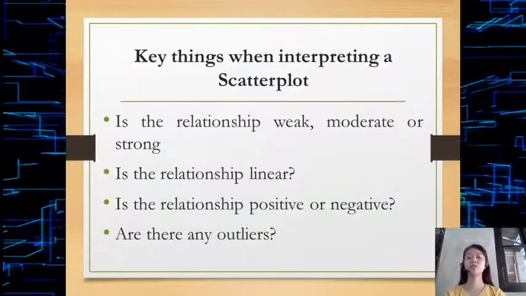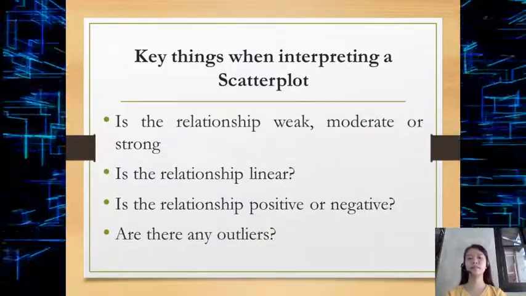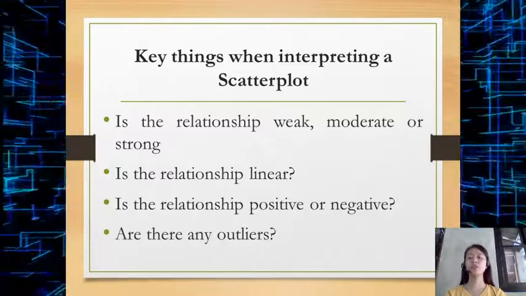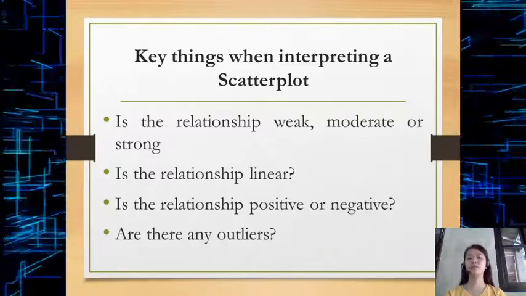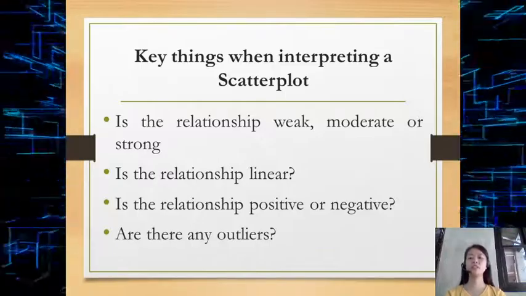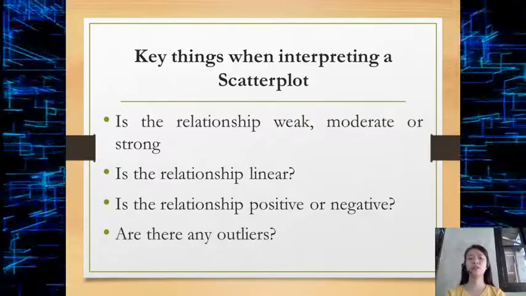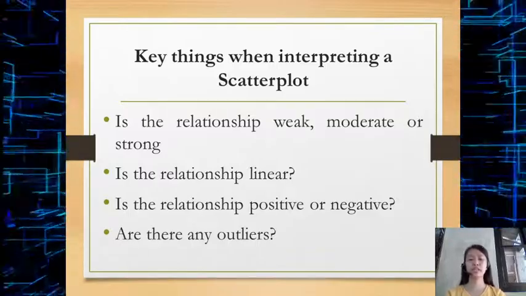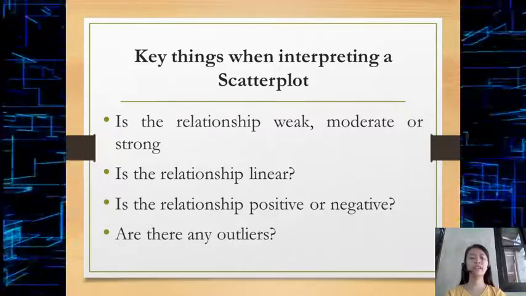These are the key things when interpreting a scatterplot. First, is the relationship weak, moderate, or strong? Second, is the relationship linear? Third, is the relationship positive or negative? Fourth, are there any outliers?